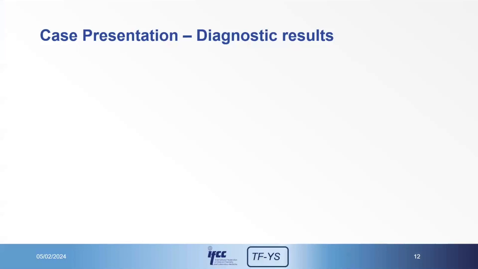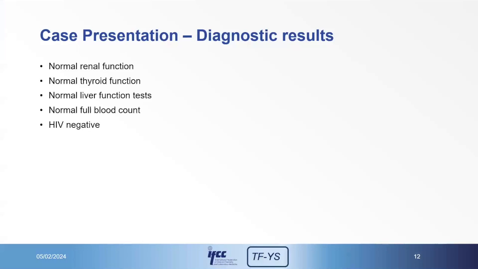So going through his diagnostic results, I just summarized his results on the side, as he had normal renal function, normal thyroid function, liver functions were also normal, full blood count, and was noted to be HIV negative. And again, just to exclude any underlying systemic illnesses.